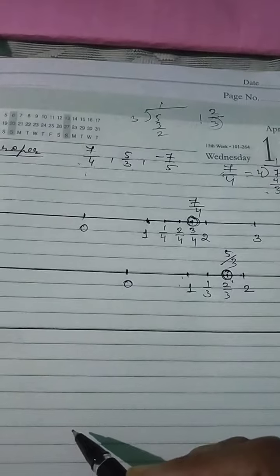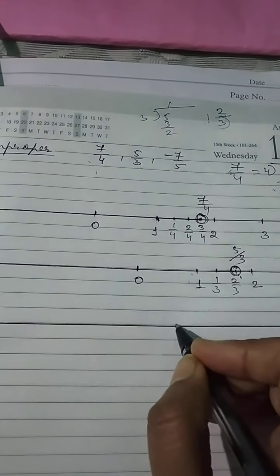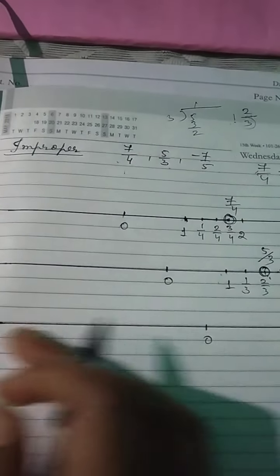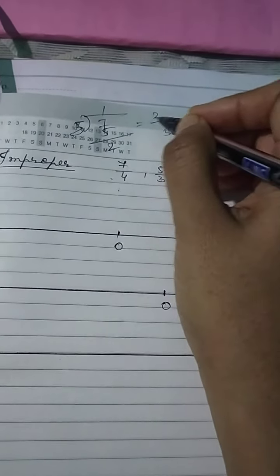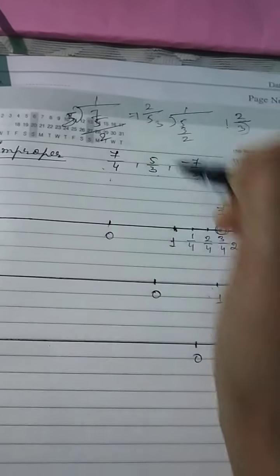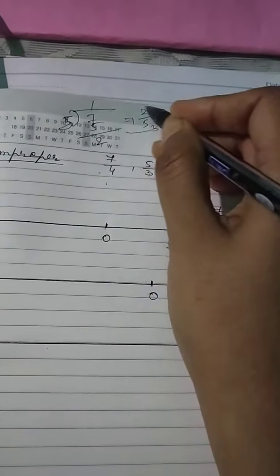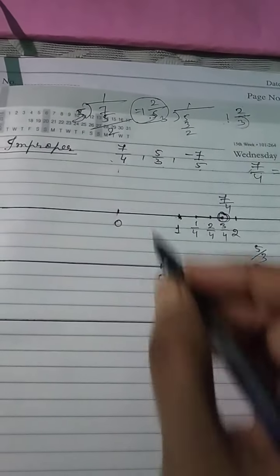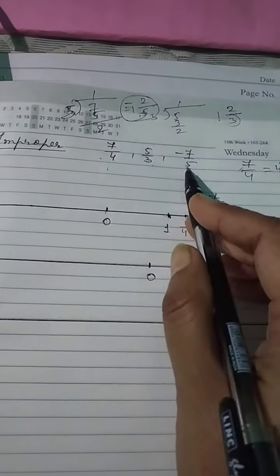Suppose you have to plot minus 7 by 5. So this we will take on the negative side. First of all, you change minus 7 by 5 into a mixed fraction. 5 ones are 5, we will get 2 here. So 2 will go up and 5 will be down. 1 whole 2 by 5. Okay, you have to plot 1 whole 2 by 5 here, but in minus because it is minus.